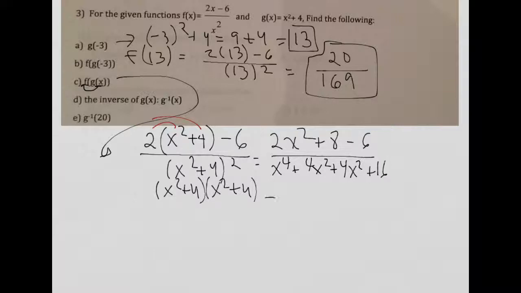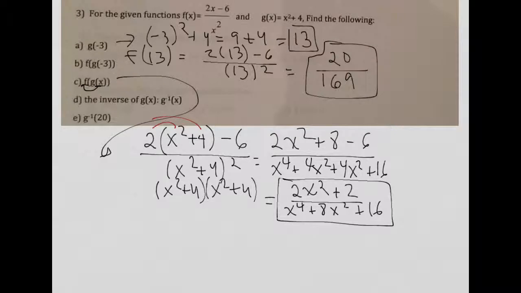Now I'm going to combine my like terms. So I get 2x squared plus 2 divided by x to the 4th plus 8x squared plus 16. So this is f of g of x.